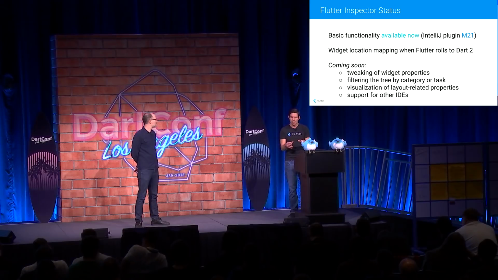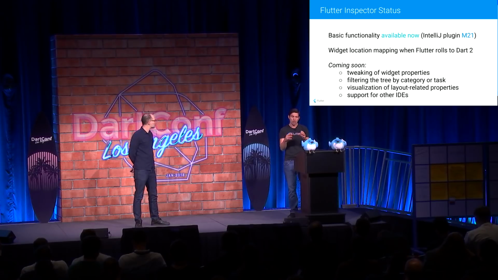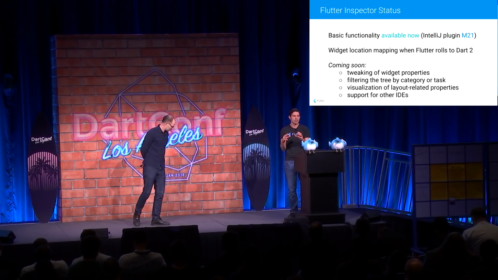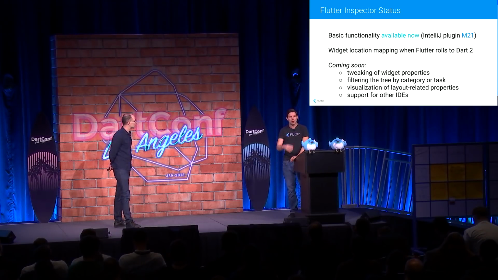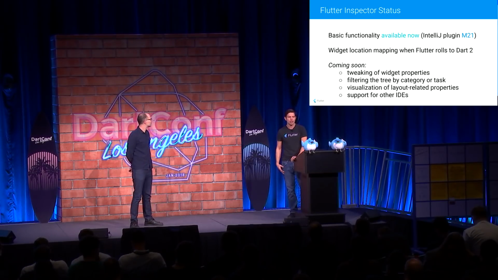We're going to be working hard now on letting you tweak some widget properties right inside the inspector instead of going to your source code. It'll let you filter the tree by category. So if you're only interested in layout, you can filter it so you only see widgets that are actually affecting your layout. It's going to make the trees a little bit smaller for those cases. And then we also want to visualize some layout-related properties like padding. You can think of the box model you're probably familiar with on the web. We want to show that visually instead of as a string of text. And then coming soon, we'll provide support in other IDEs as well. This currently works in IntelliJ and Android Studio.